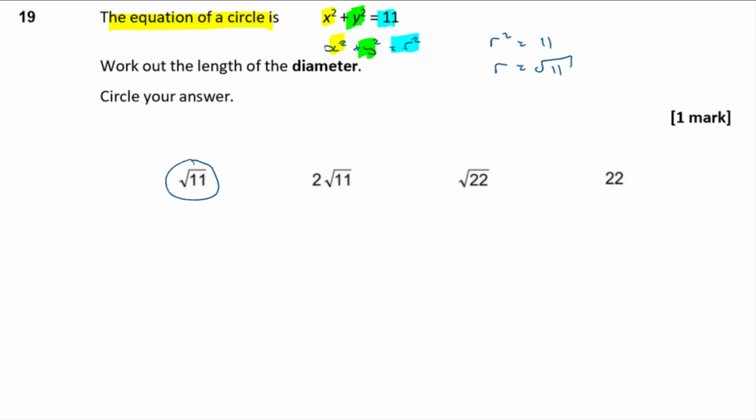I was quite tempted to do that, but I would be wrong, wouldn't I? Because it actually asks for the diameter. Okay, it's in bold. Usually things in bold are things that students and teachers sometimes miss. So a diameter then is going to be twice the radius. So the diameter is going to be 2 lots of root 11. It's going to be that one there.